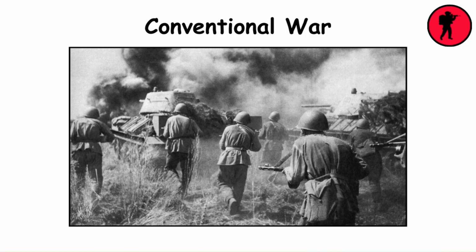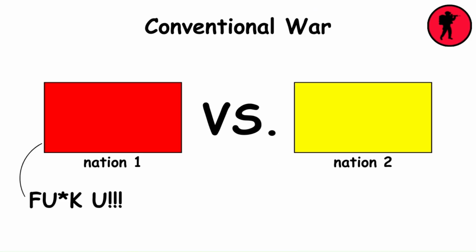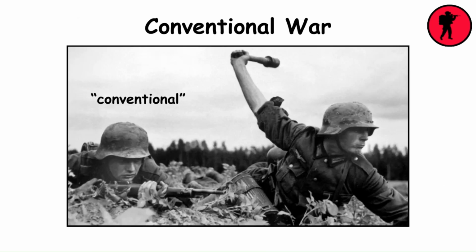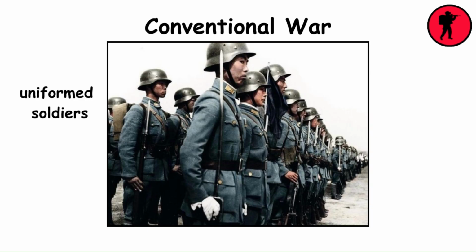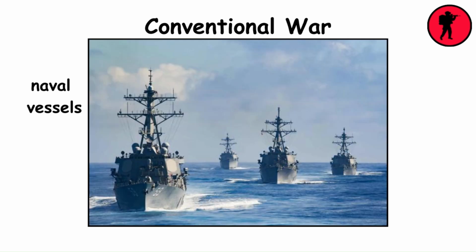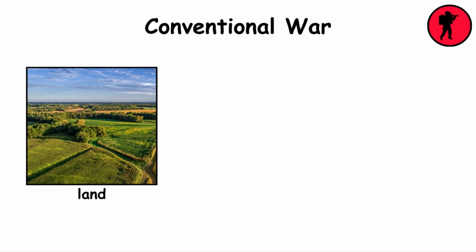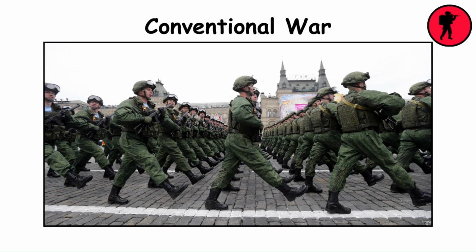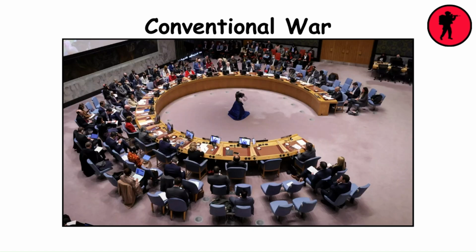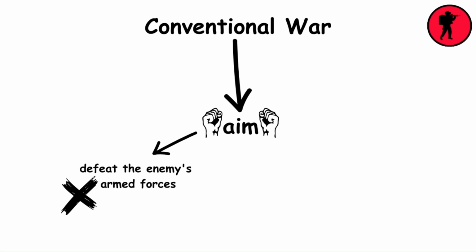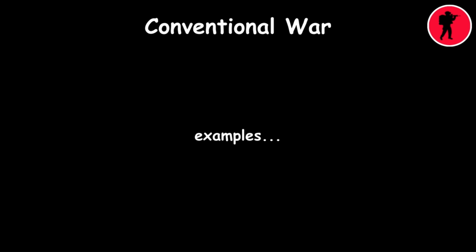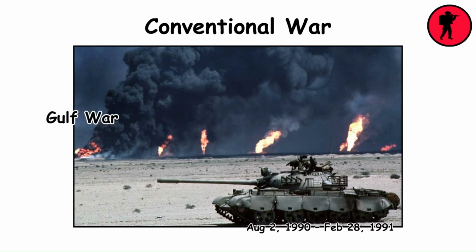Conventional war. Conventional war is the armed conflict between nation-states or organized groups, using conventional military weapons and tactics. It typically involves uniformed soldiers, tanks, aircraft, and naval vessels engaged in battles on land, sea, or air. Unlike unconventional warfare, conventional war follows established rules of engagement and is governed by international laws and agreements. The aim is often to defeat the enemy's armed forces and achieve strategic objectives through direct combat. Examples include World War II and the Gulf War.